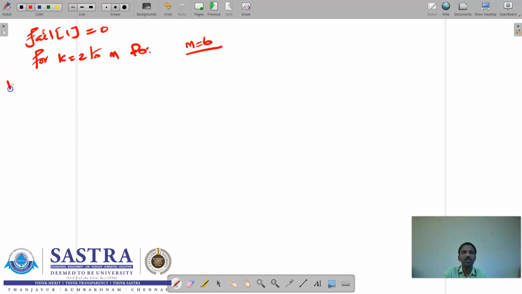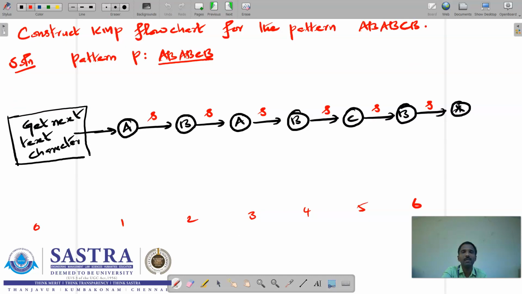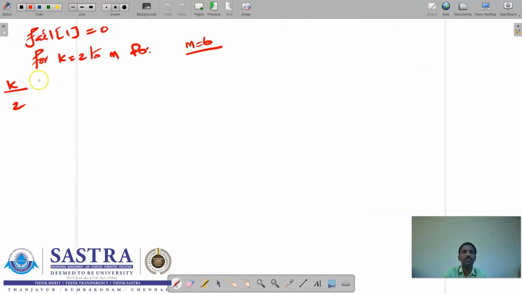Initially k is equal to 2. When k is equal to 2, we need to check s equal to fail of k minus 1. So let us construct the columns so that we can easily do the trace. S is equal to fail of k minus 1. Since k is 2, 2 minus 1 is 1. Fail of 1 is 0. S is 0. Then we need to check if S is greater than or equal to 1.